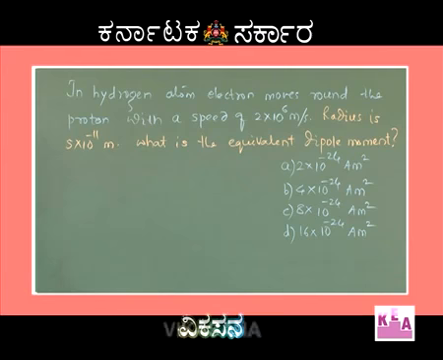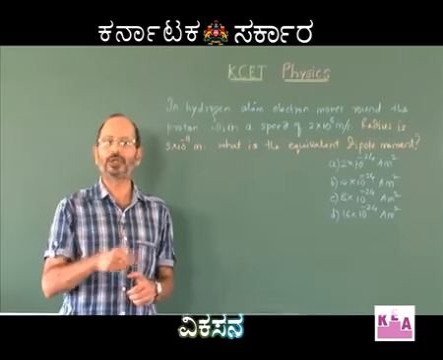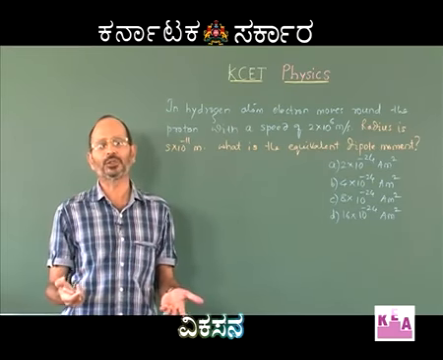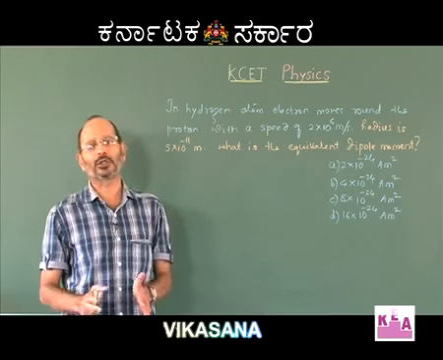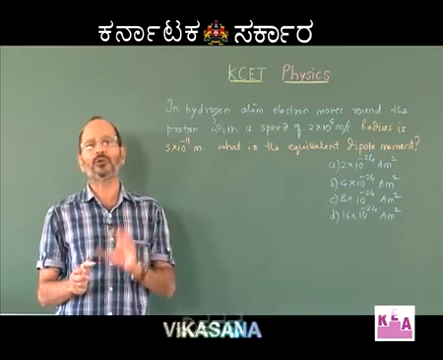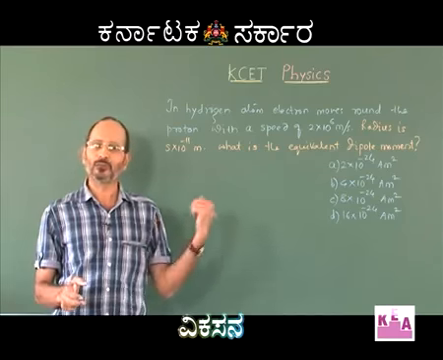In hydrogen atom, electron moves around the proton with a speed of 2 into 10 to the power of 6 meters per second. Radius is 5 into 10 to the power of minus 11 meters. What is the equivalent dipole moment? See, here he has not given you any current. He has just told you that an electron, being a charged particle, is simply going around the proton, and that certainly constitutes the current. So, first write the current associated with this electron going around the proton in a circular orbit, and then use the formula NIA to write the dipole moment associated with this situation.